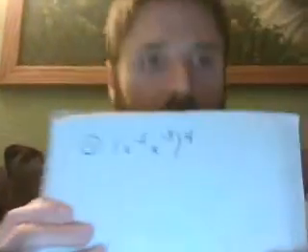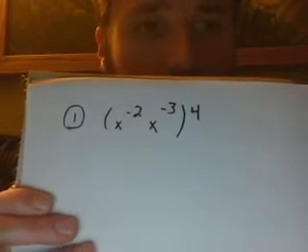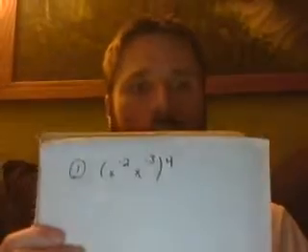This will go over the first couple more properties of exponents. So here's what we're going to do. We're going to take a look at number one, which is this. It is (x to the negative 2, x to the negative 3) quantity to the fourth power.